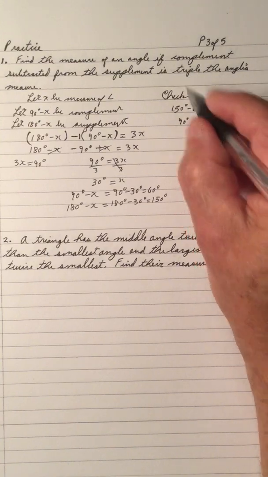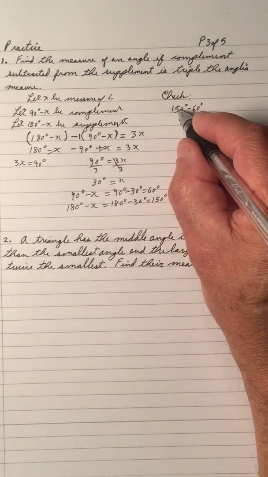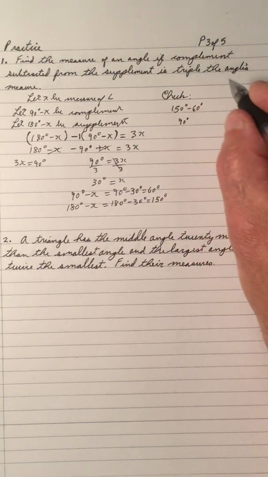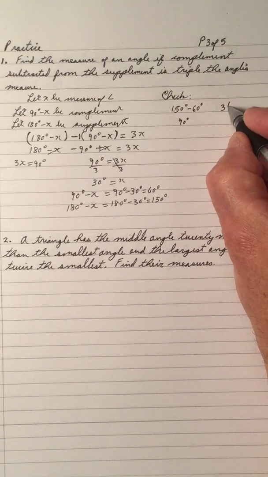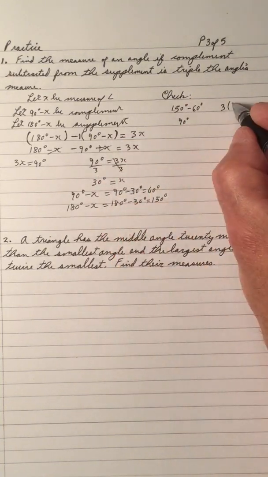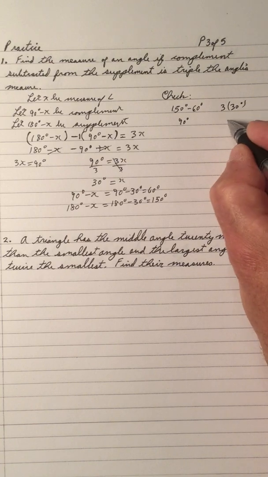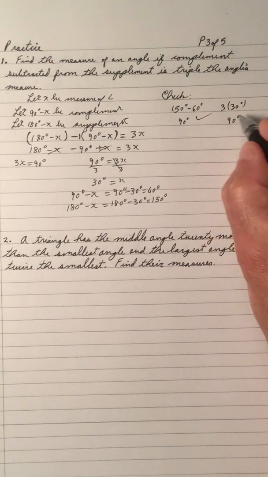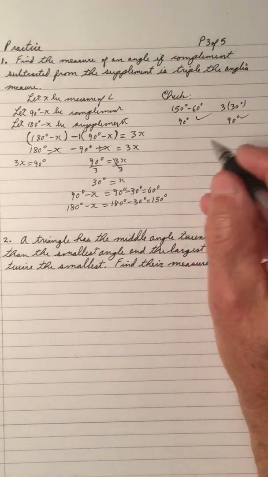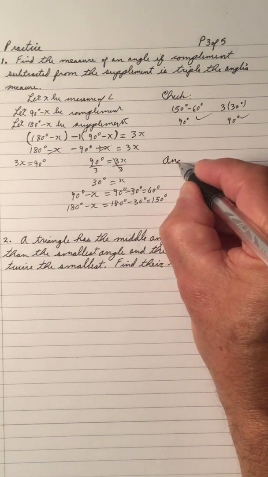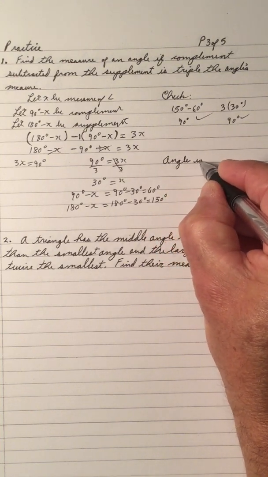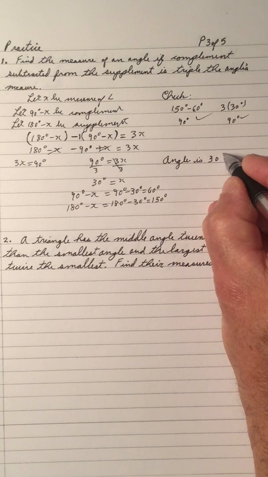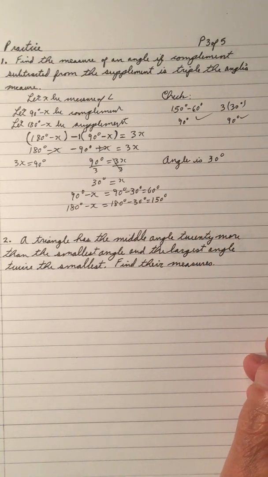And that's the supplement subtract the complement. That's the same as triple the angle. So triple the angle. The angle is 30 degrees. So if you triple the angle, you got a 90. So that's true. So now we can say that the angle is 30 degrees. Our measure of the angle is 30 degrees.